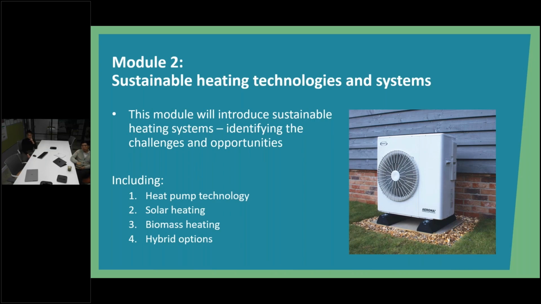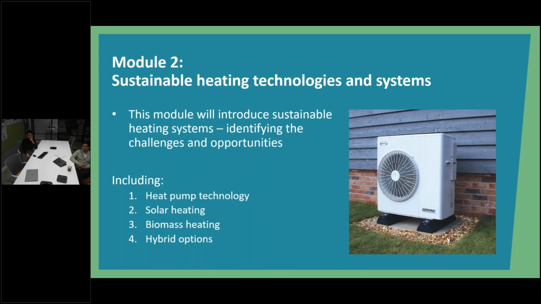The second module will be more specific, that is Sustainable Heating Technologies and Systems. Right, you can tell by its name it's about heating, it's about how to generate heat energy for buildings, and also for industrial processes. We will include a lot of technologies. For example, we will include heat pumps, solar heating, biomass heating, and hybrid options.